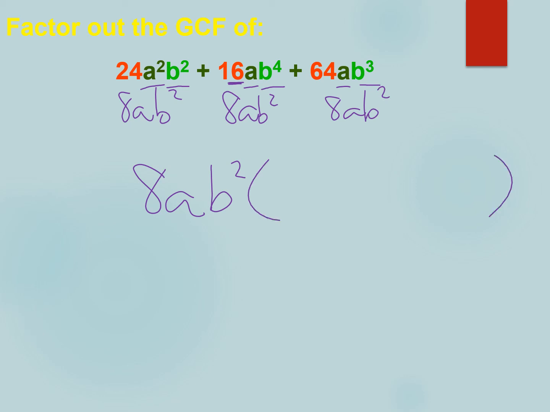And then I'm going to put what's left. So 24 divided by 8 is 3. a squared divided by a is a. b squared divided by b squared is nothing. It cancels. It's gone. Now I'm going to put plus 16 divided by 8 is 2. a divided by a cancels. b to the 4th divided by b squared means there's 2 b's left. Plus 64 divided by 8 is 8. a divided by a cancels. 3 b's, take away 2 is 1. So I'm going to write 1 there. So that is that final answer.